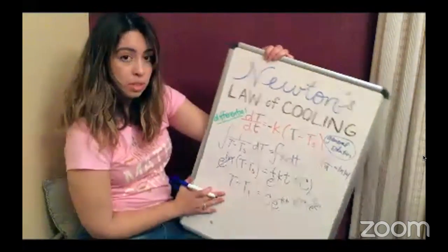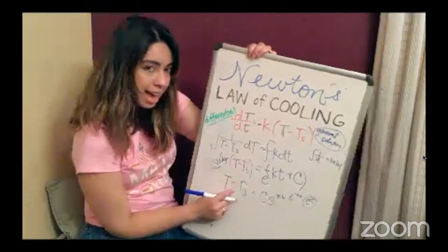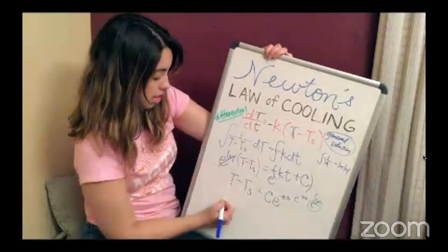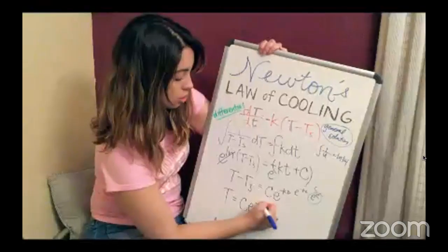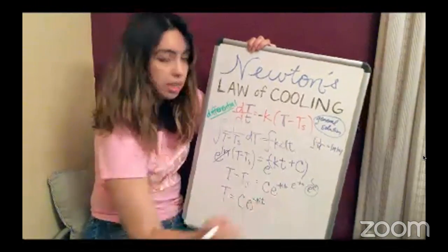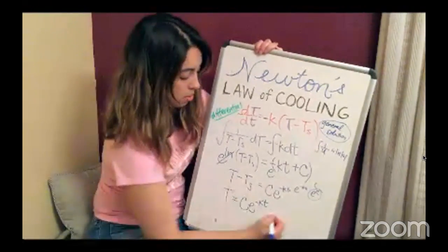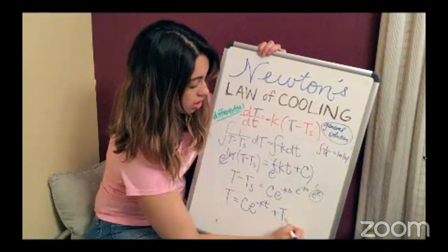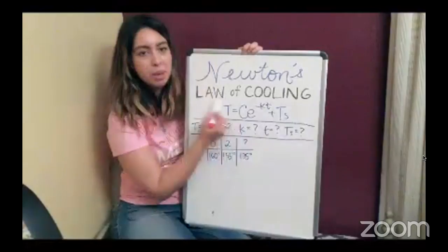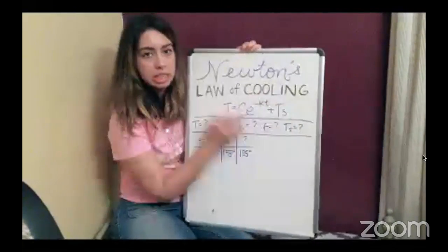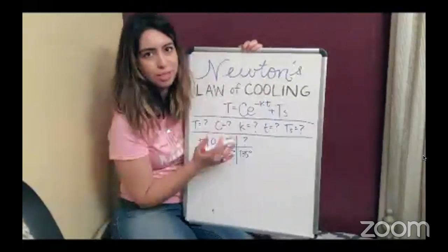The last thing we want to do to be able to solve for T is add this T sub s to the other side. So T equals C times e to the negative kt plus T sub s. Alright, so now that we have the equation for temperature, we can start to look at its different parts and see how it fits in with the problem.